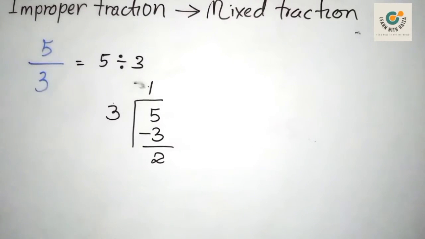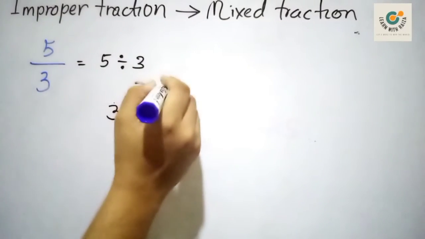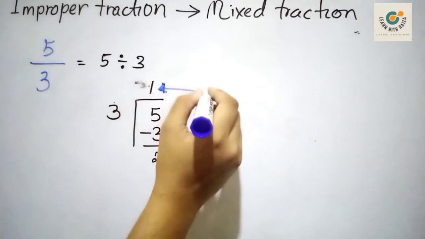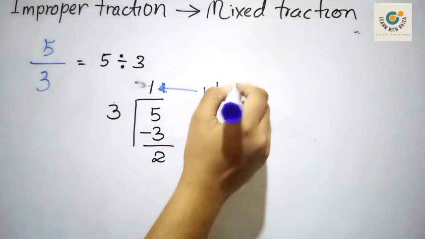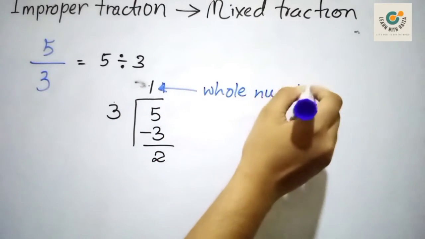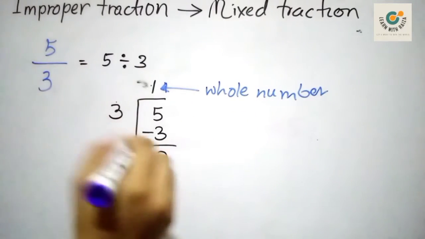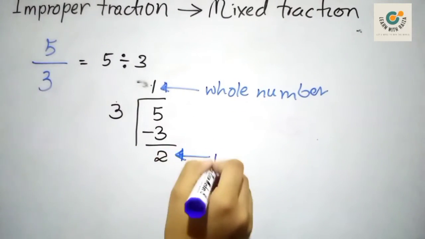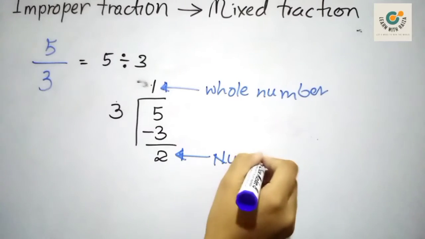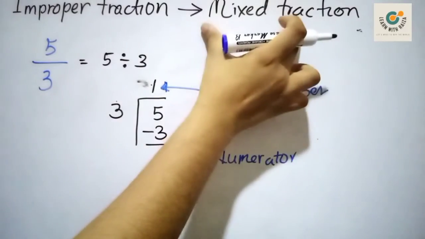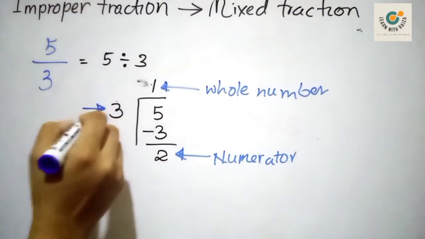So when you divide like this, the top number, the quotient, you call it the whole number. This bottom number, the remainder, you take it as your numerator, because we are converting this into a mixed fraction. And the denominator will not change.